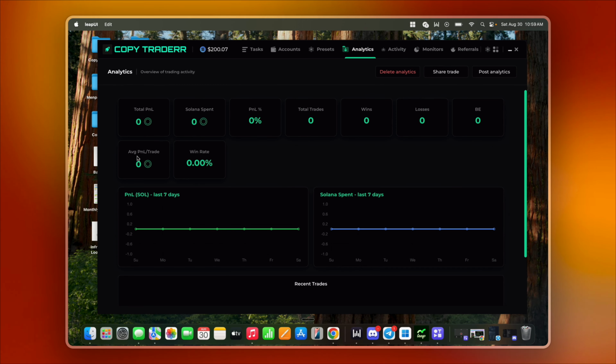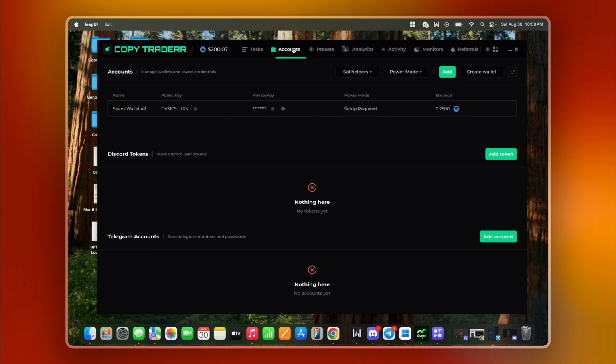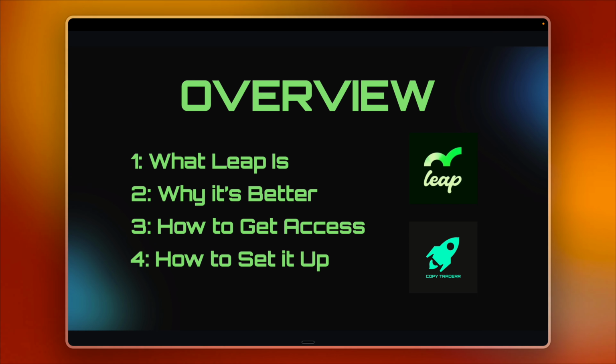Now, when you open Leap and you start for the first time, you're going to notice there's a lot going on in this bot. But don't worry, it's actually very simple to set up, and I'm going to teach you everything that you need to know today. But let's talk about why it's better. Why do I think Leap is the best copy trading bot on the Solana network in existence at this current time? The answer is simple.